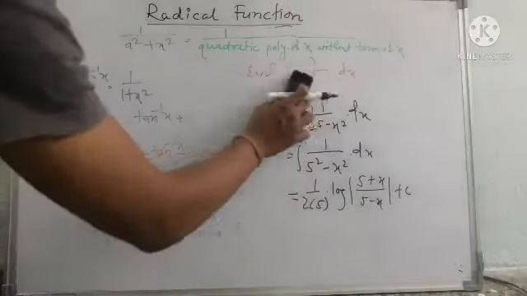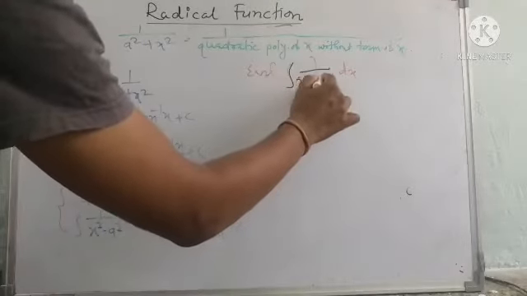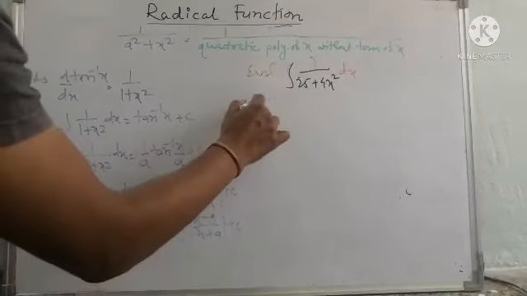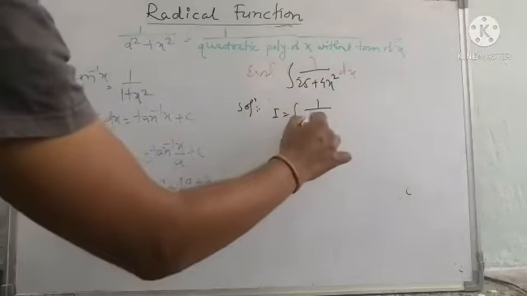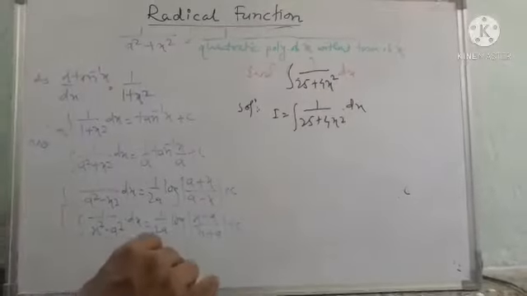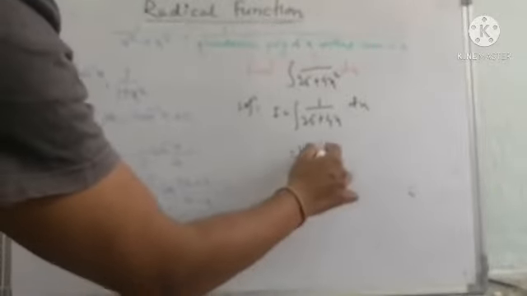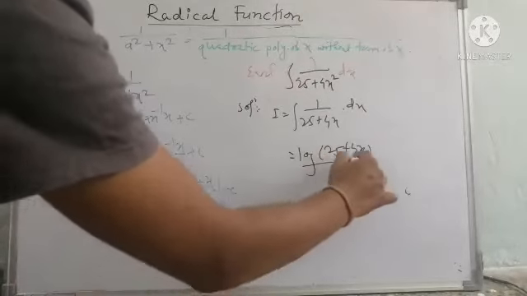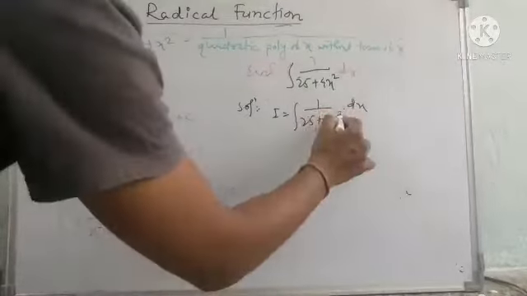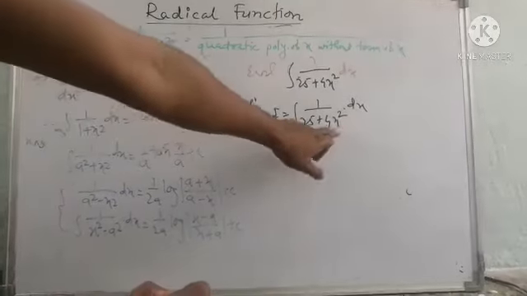Okay, now we move to the next example. Evaluate the integration of 1 upon 25 plus 4x square with respect to x. Solution: let I be equal to the given integration of 1 upon 25 plus 4x square. Actually here 1 is in the numerator and the denominator is a radical. If this were linear, then its integration would be log of 25 plus 4x divided by 4, as coefficient of x, which we have seen already. But this is not linear, this is a quadratic polynomial without a term of x. It contains a term of x square and a constant.